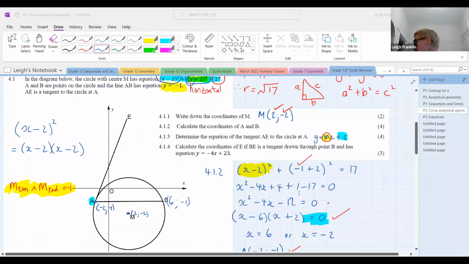All right, let's do the next question. So that is 4.1.4. We're going to calculate the coordinates of E if BE is a tangent drawn through B and has the equation y equals -4x plus 23.